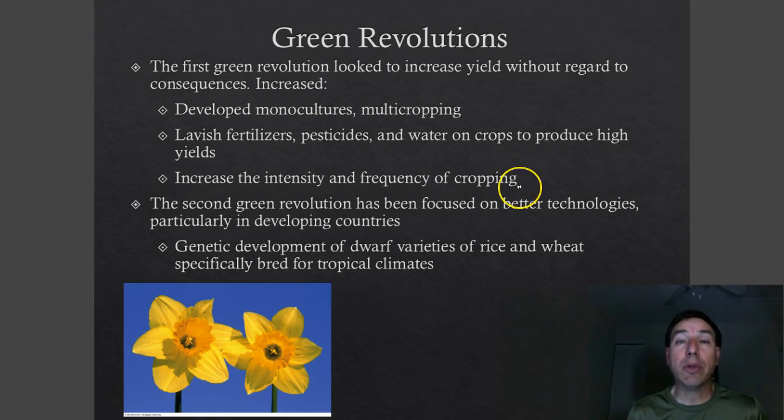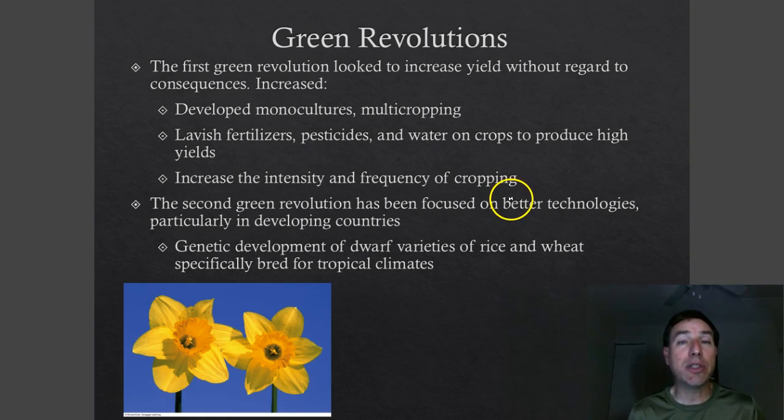Now I mentioned the green revolution already. There's actually been two green revolutions in the world. The first one looked to increase yield without regard to any kinds of consequence. So in this case, monocultures were created. So this is when you got thousands and thousands of acres of the same crop, just corn or just wheat. There's lots of fertilizer, lots of pesticides, a lot of water to produce high yields.